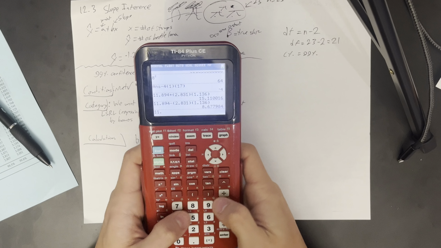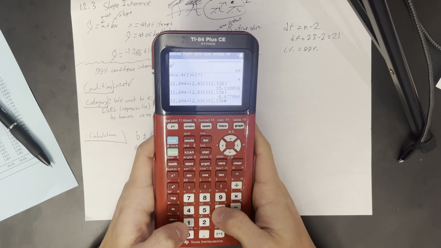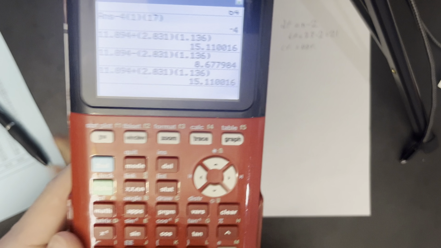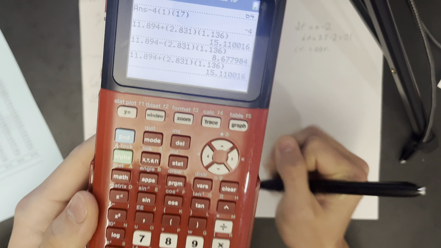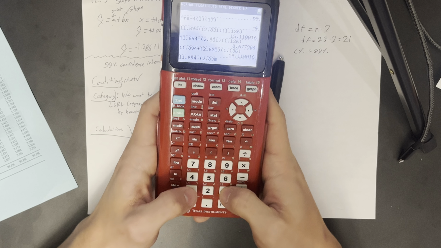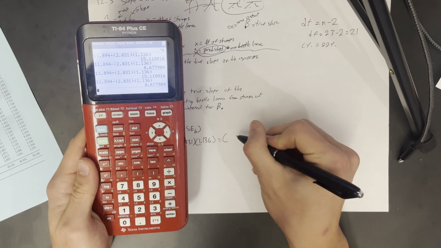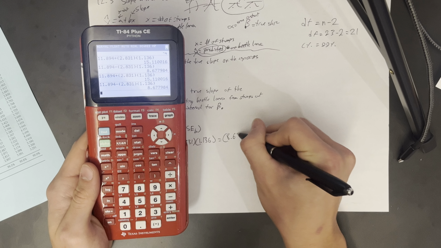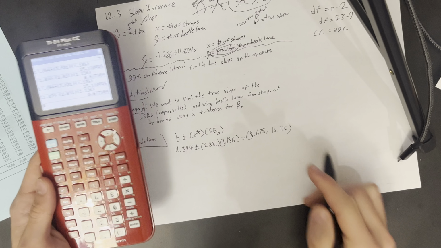Now, let's calculate the confidence interval. So we have 11.894. Oh, I already did it, guys. Don't look. Plus 2.831 times 1.136 is 15.110, so that's going to be our big side, so I'm going to write that over here since I added. Now I'm going to subtract. It's 2.831 times 1.136, and then this is going to be our little side, 8.678 and 15.110. Okay, so that's our confidence interval. Now let's conclude.